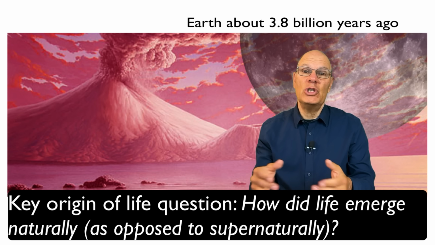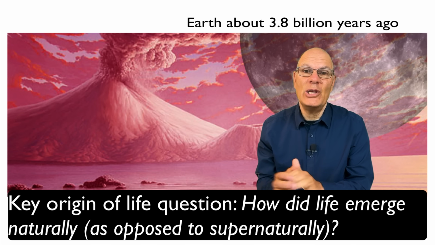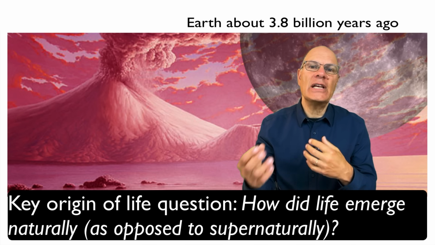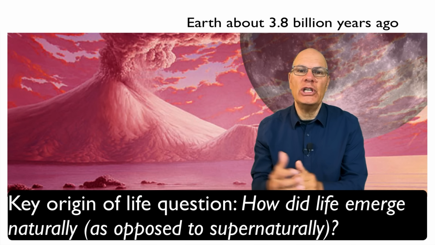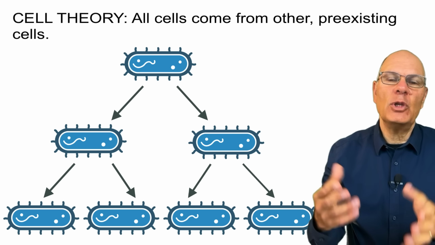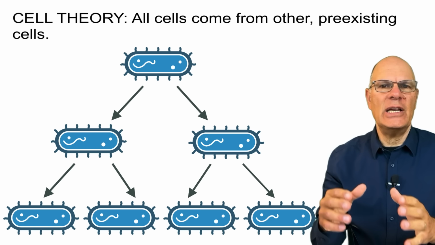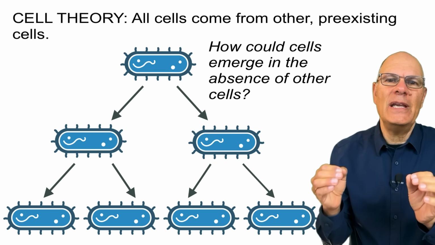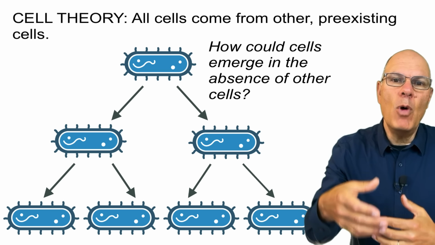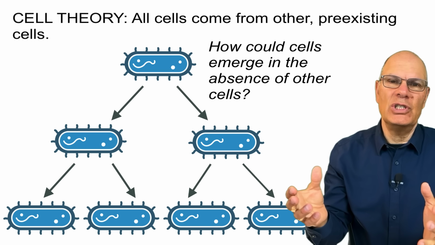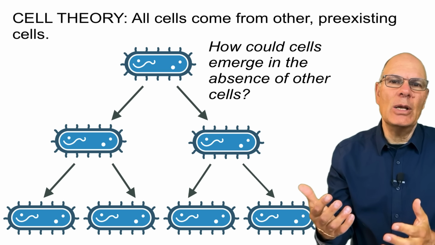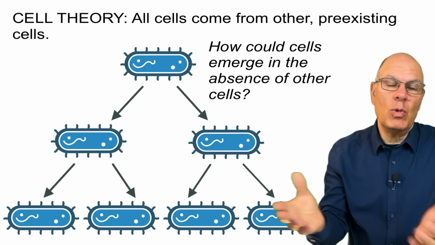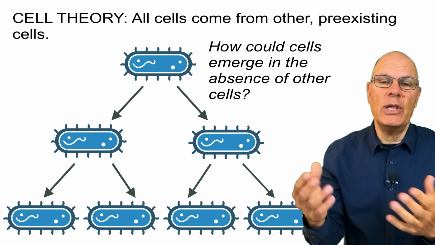The key question to address when trying to understand the origin of life is, how did life emerge naturally? And this connects to some biology that you've already learned in your AP biology course. For example, you've learned about the cell theory and the idea that all cells come from pre-existing cells. Well, at some point there had to be a first cell, and in fact, that moment really marks the emergence of life. How did a cell emerge with the absence of another cell to create it? That's one of the mysteries that we have to contend with in the origin of life.